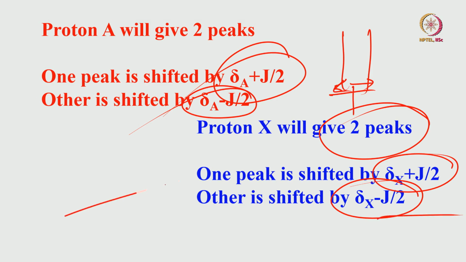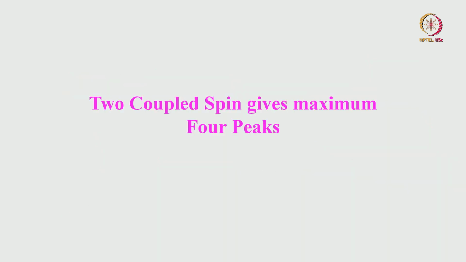In the same way with delta X, there are 2 peaks from the center, one moves by J by 2, the other moves by minus J by 2. Exactly, you get 4 peaks. A 2 coupled spin system gives a maximum of 4 peaks: 2 for A and 2 for X.